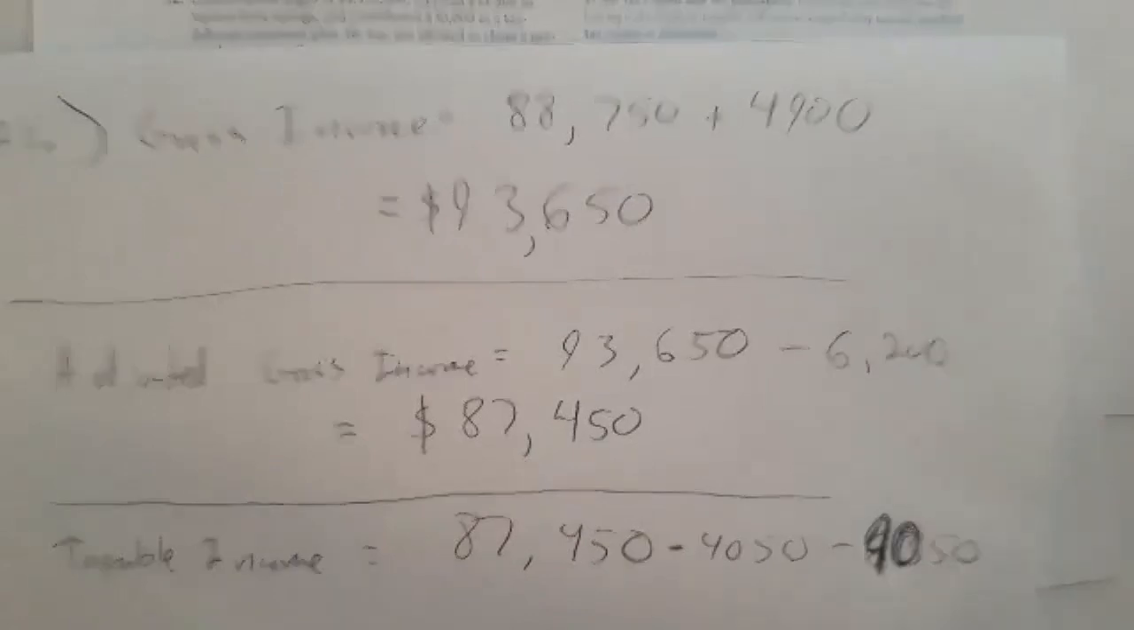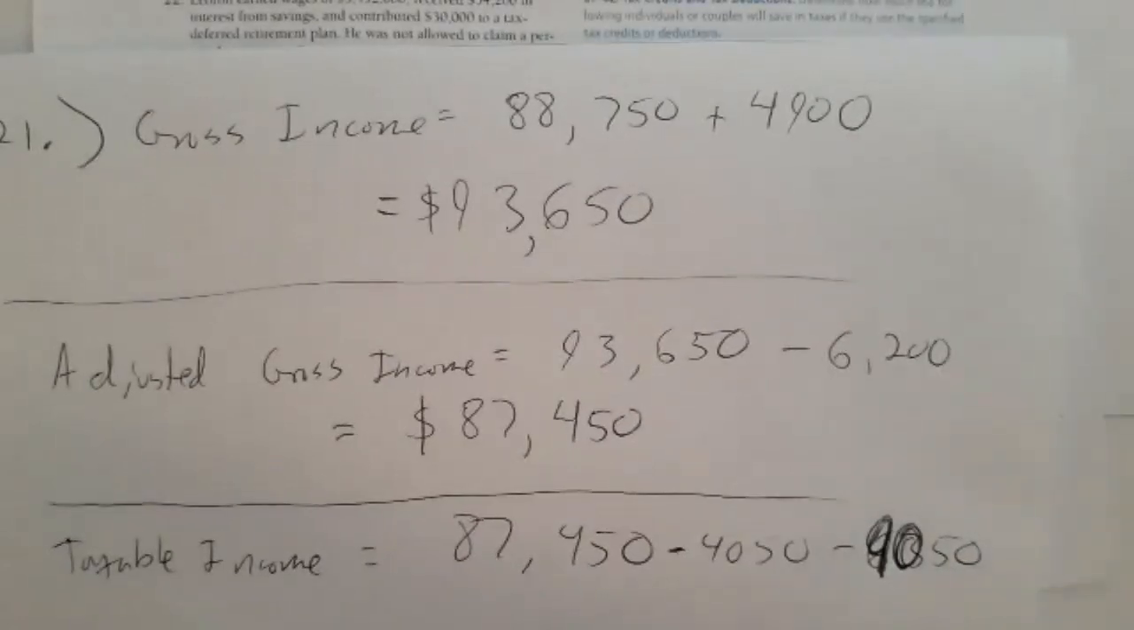$74,350. Yeah, I didn't do it right. So let me crunch this real quick. What is that? 87,450. I thought I checked my solutions for everything in here, but apparently I missed something. Minus 4. What am I doing? 87,450.